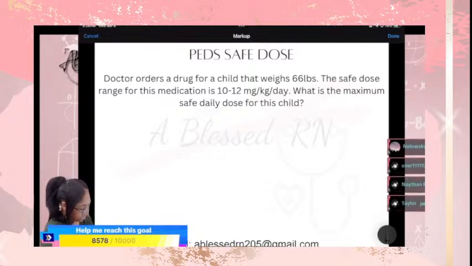So in order to find that, we're going to use this one as your lower limit and this as your upper limit, but we have to use the patient's weight.